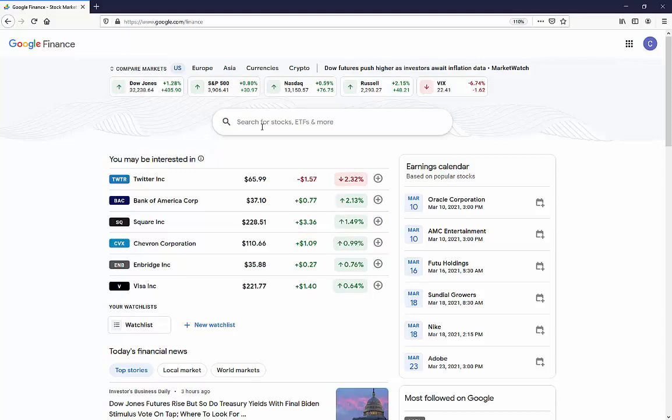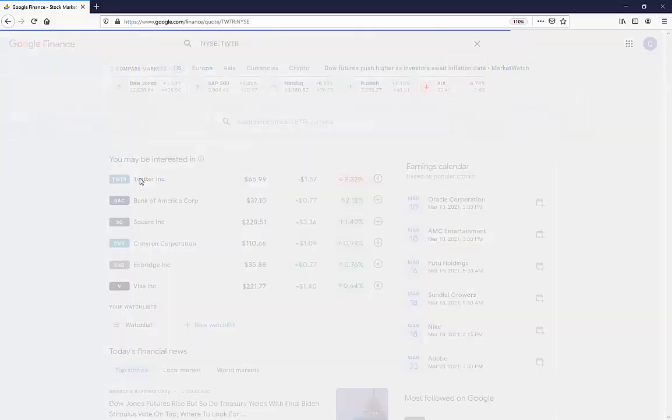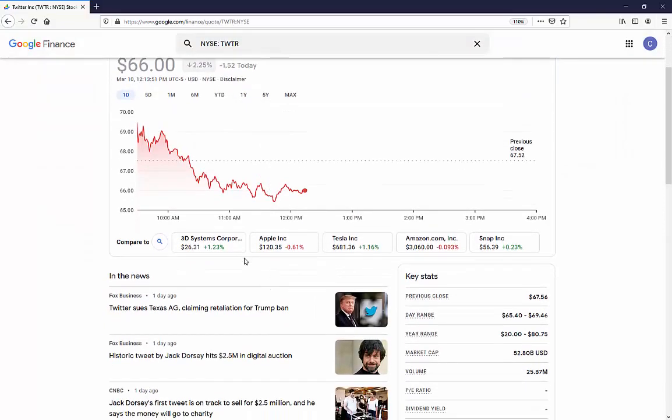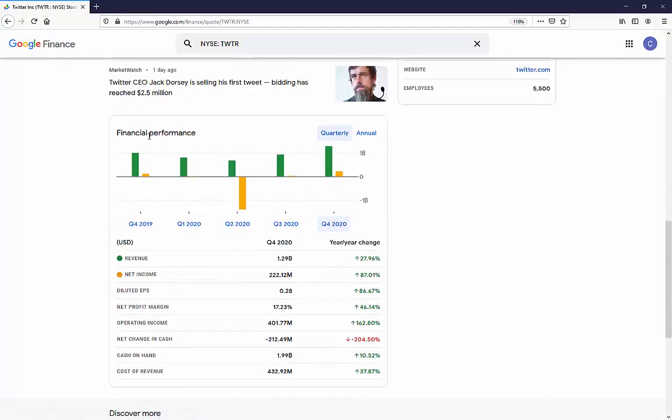So let's just pick a stock. Let's say, whatever, Twitter's right here. Okay, great. Let's just choose Twitter. So if I go into Twitter's business, as I click on that, I can come down here to their financial performance. It defaults to quarterly. That's showing quarter over quarter. So see, this is the fourth quarter of 2019, first quarter of 2020, second quarter, third quarter, fourth quarter. So it has it broken down by quarter.